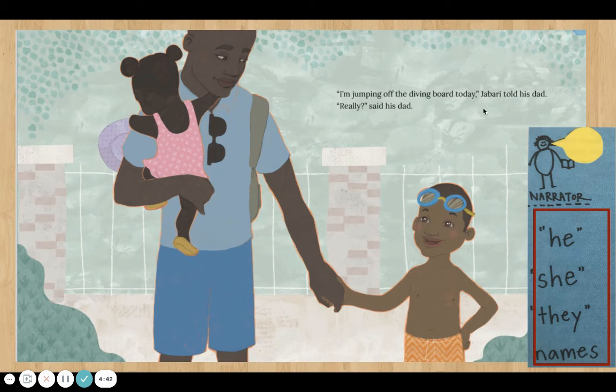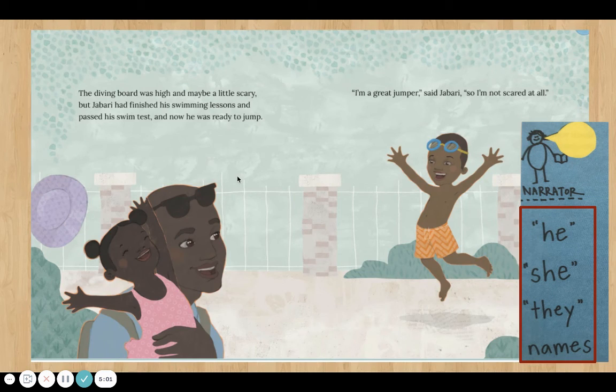Now, we want to notice the characters to be able to figure out how the characters are being spoken about. So we know we have Jabari, we know we have the dad, we know we have the sister. So we have some names here. We have Jabari. It's not saying I told my dad. It's saying Jabari told his dad. So we're seeing lots of names, no I's there outside of that dialogue.